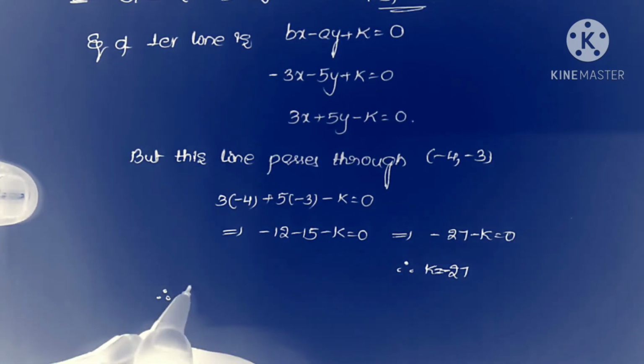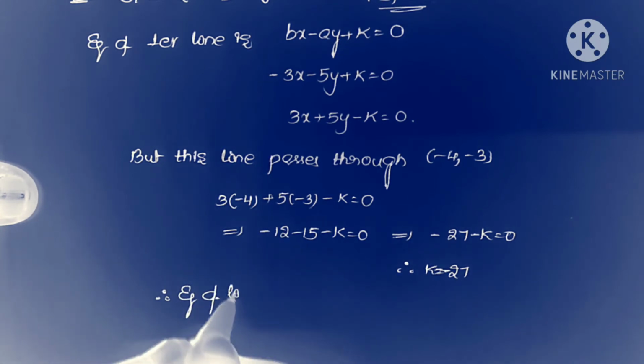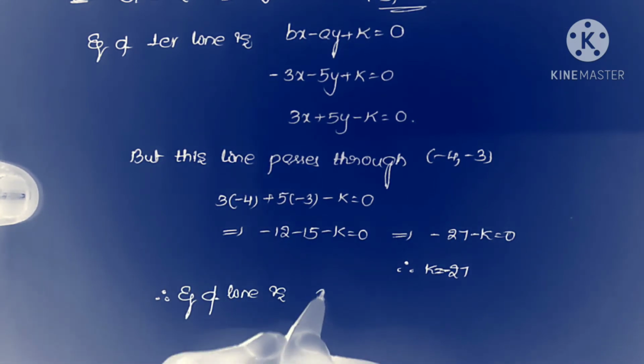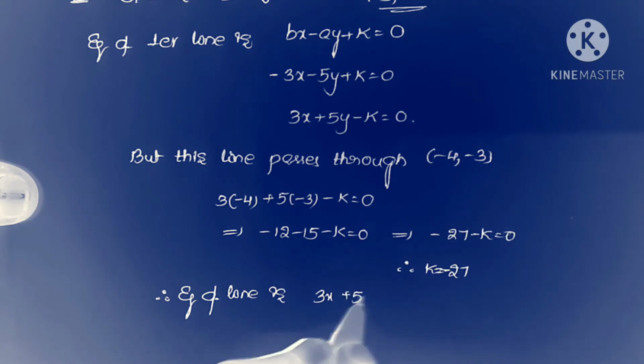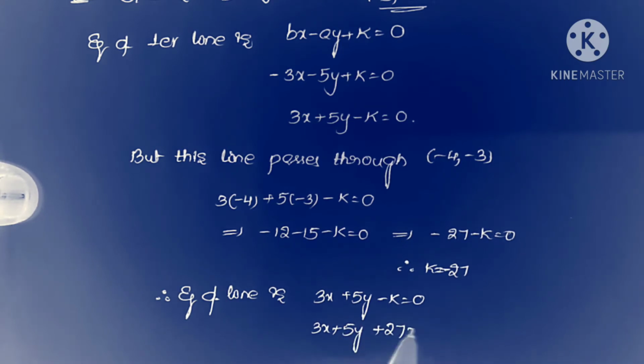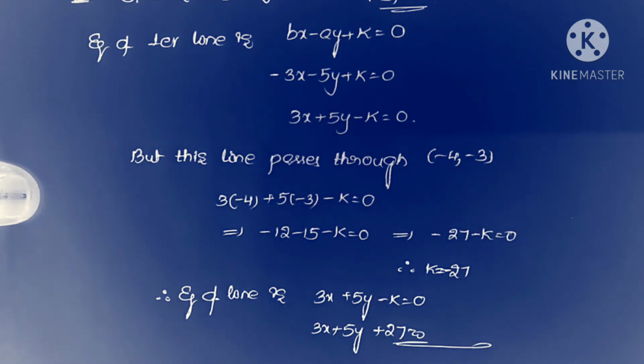Therefore equation of line is 3x + 5y - k = 0, which means 3x + 5y - (-27) = 0, that is 3x + 5y + 27 = 0. That's all. This is the answer.